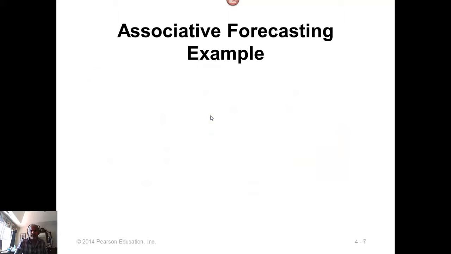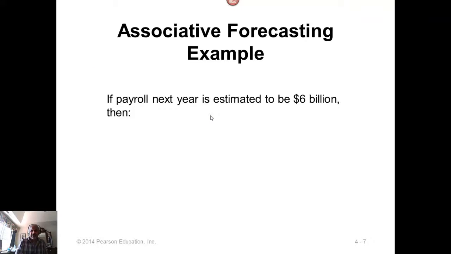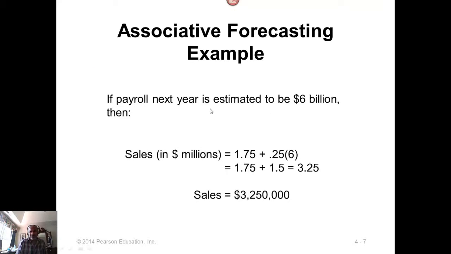So here is how it is used. Next year's payroll is estimated to be 6 billion, so you put 6 in there and you get 3.25 as sales, and that is in millions, so that is $3,250,000.